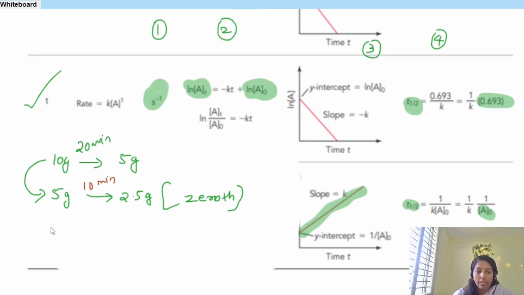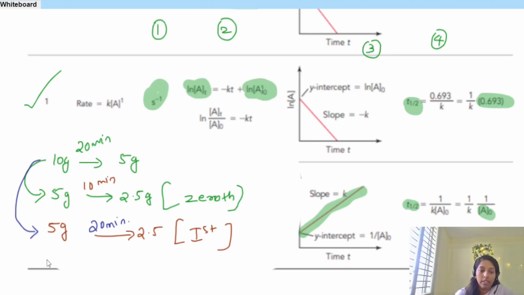Okay, and the same thing, if 5 gram is turning to 2.5, if it were a first order reaction, what happens? How much time will it take? That is the thing we are telling, it's constant. Even if A0 is reduced to half, the t half is constant, it will take the same 20 minutes.